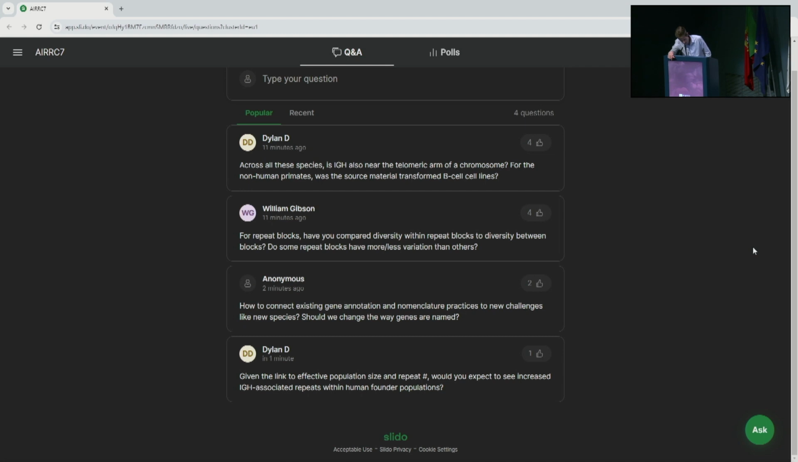Across all these species, is IgH also near the telomeric arm of a chromosome? For example, the non-human primates. And a follow-up question is, for the non-human primates, was the source material transformed B-cell lines?